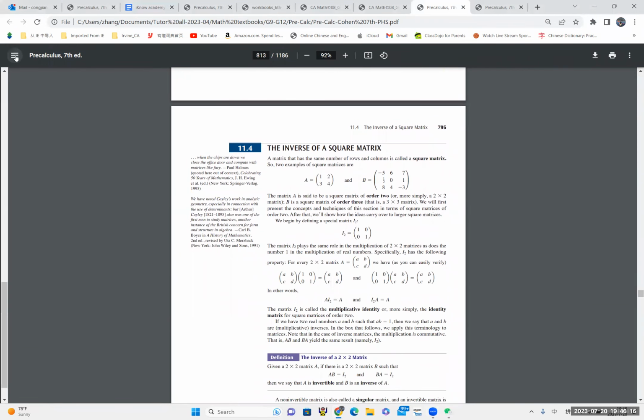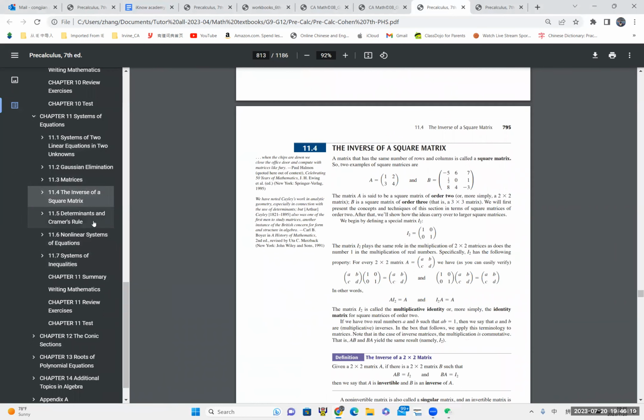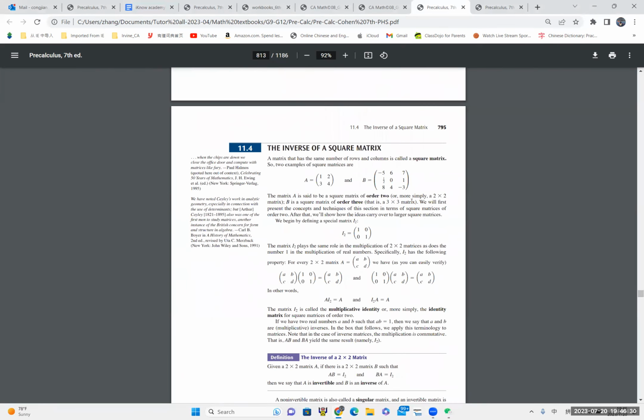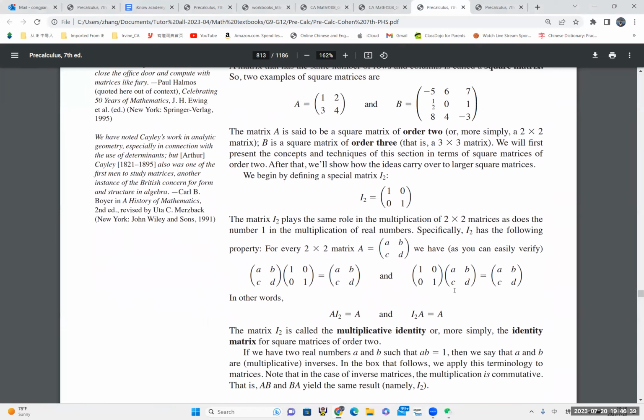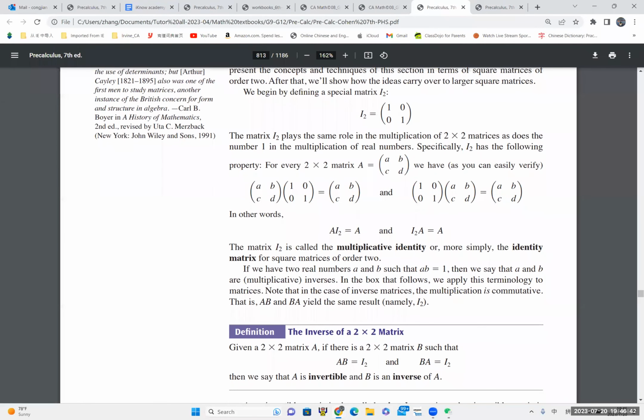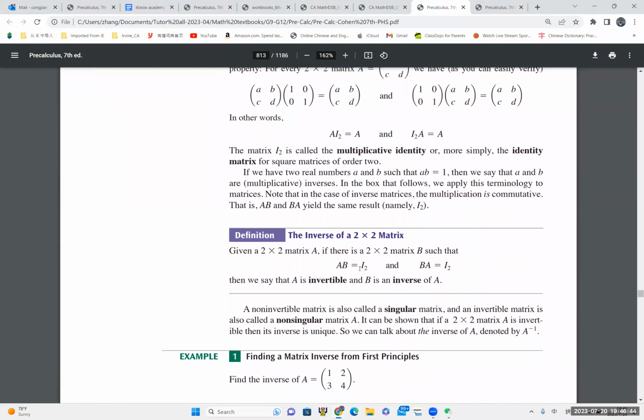Then let's say, inverse, determinant. Yeah, we may just go to here. Okay, inverse. What does the inverse of a square matrix mean? When the product of two matrices is a unit matrix, then we say they are inverses of each other.